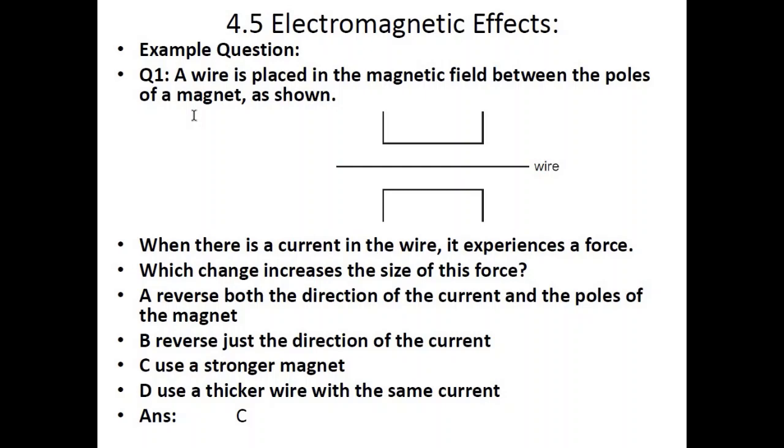No. Faraday's rule says this would not cause any change. It would not cause any increase. Reverse just the direction of the current? Again no. Use a stronger magnet? Yes. You can use a stronger magnet. You can increase the number of turns, or you can increase the speed of motion.